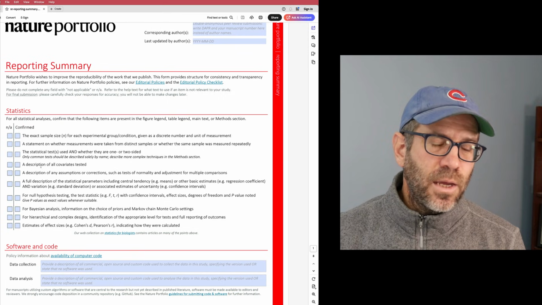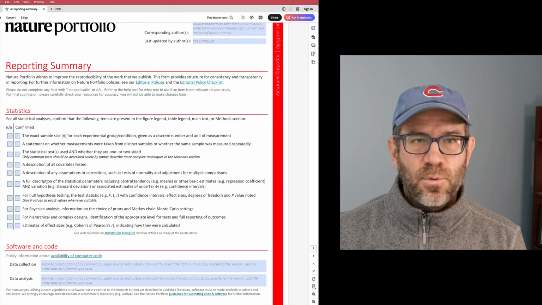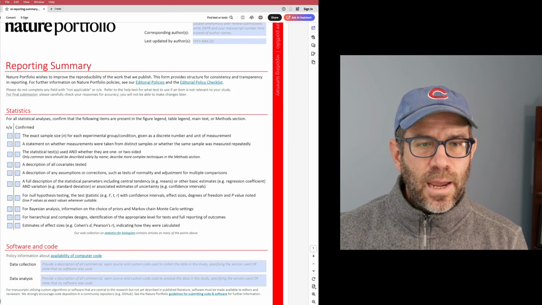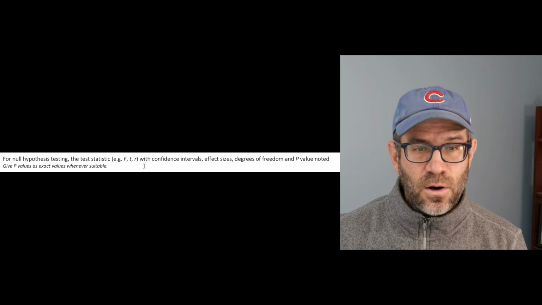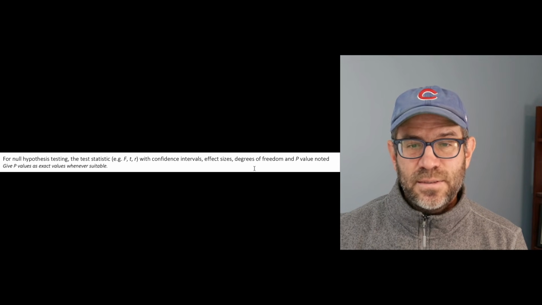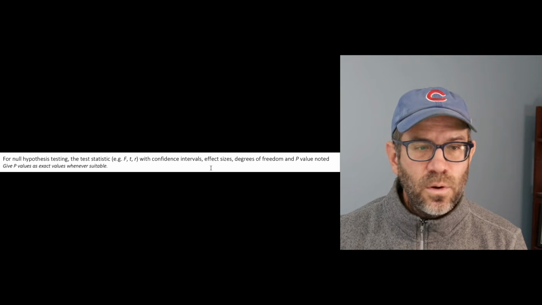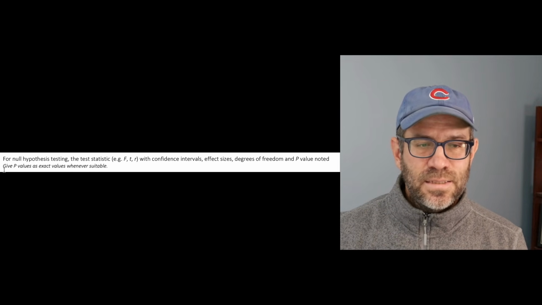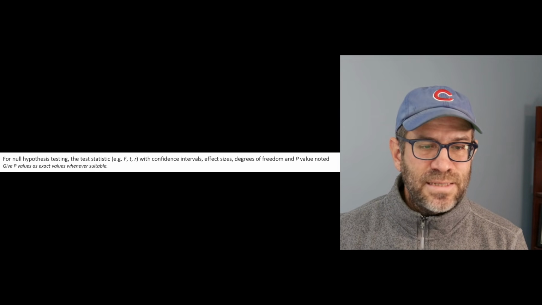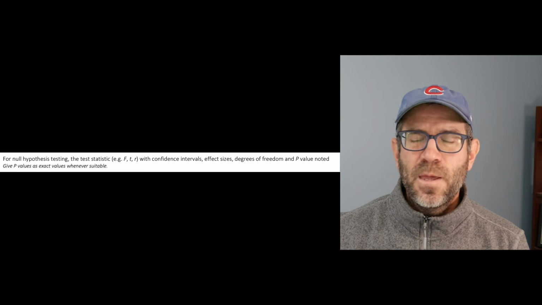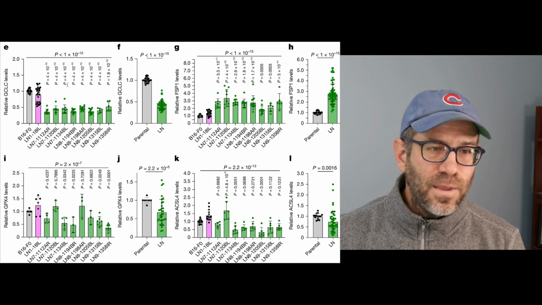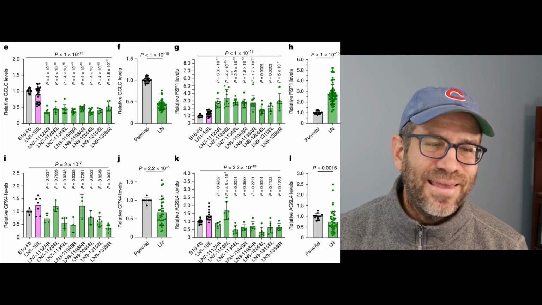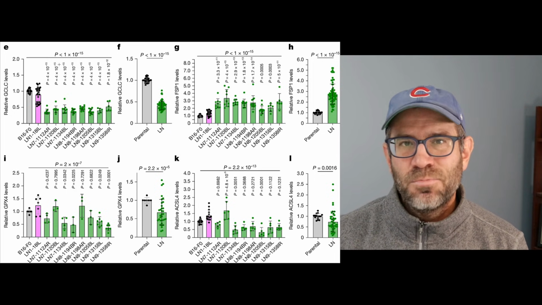I'm pretty sure that that is coming from this reporting summary that all authors have to do. And so in here it says, for null hypothesis testing, the test statistic, F or t or r, with confidence intervals, effect size, degrees of freedom, and p-value noted. And it says, give p-values as exact values whenever suitable, right? So I think what people are thinking then is, give an exact p-value. Well, I'm going to give as many significant digits as possible. I'm going to make it as small as possible.